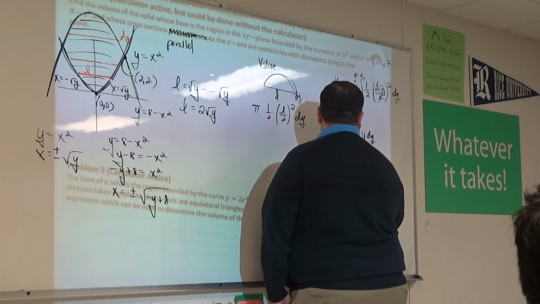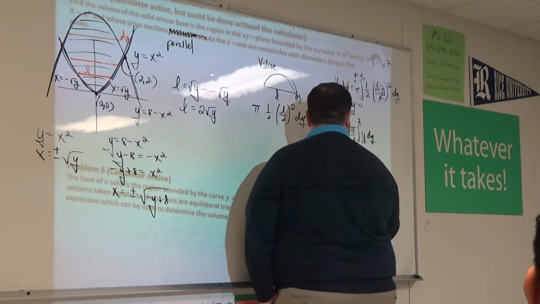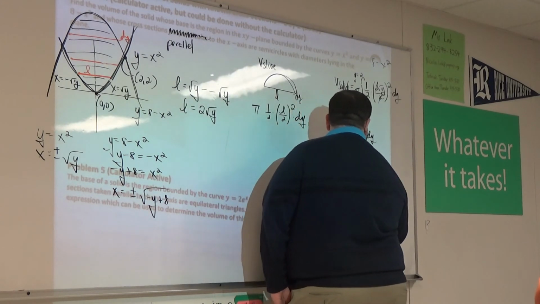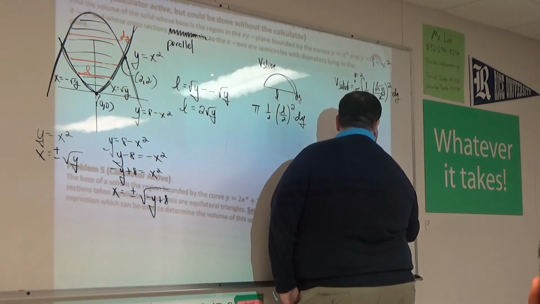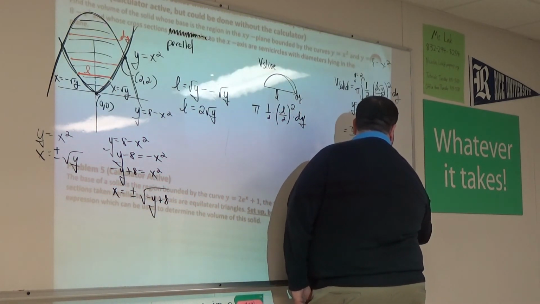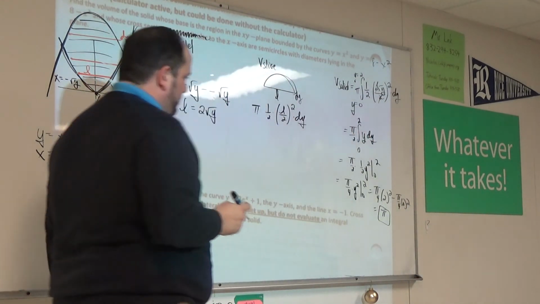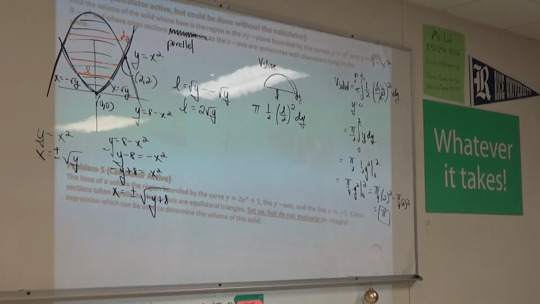So pi over 2 times one half y squared from 0 to 2. Pi over 4 y squared from 0 to 2 is pi over 4 times 2 squared minus pi over 4 times 0. I know I'm blocking, I'm so sorry. I'm not worried about that part.